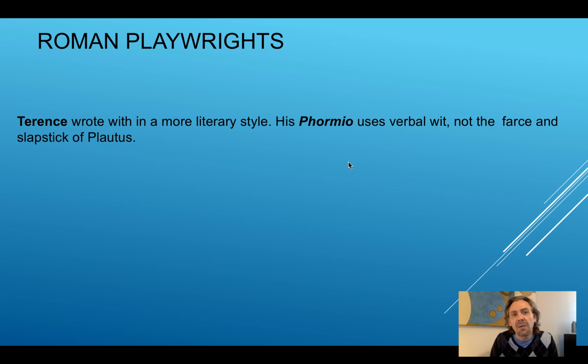Terence is a Roman playwright who had a more literary style. His play Phormio uses verbal wit, not the farce and the slapstick of Plautus. So where Plautus would have physical comedy involved, and we would look at that today as being farce, Terence based his on verbal wit, which today we might think of as comedy of manners or comedy of ideas.